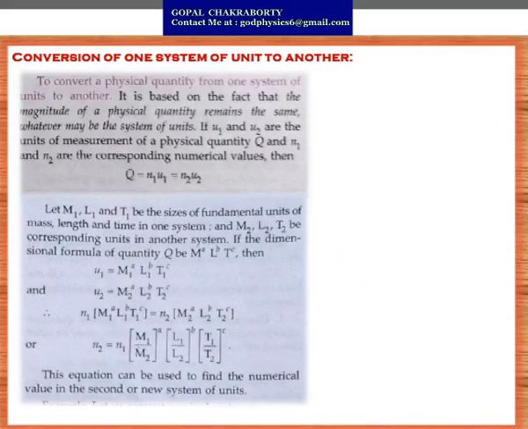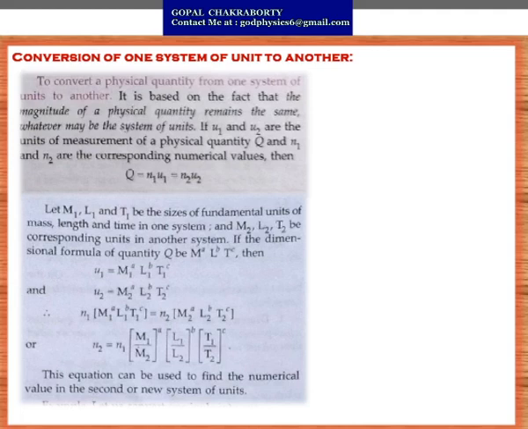So the first one, conversion of one system of unit to another. To convert a physical quantity from one system of unit to another, it is based on the fact that the magnitude of a physical quantity remains the same, whatever the system of unit. Let us consider that u1 and u2 are the units of measurement of a physical quantity Q, and n1 and n2 are the corresponding numerical values. Then Q can be written as Q = n1 u1 = n2 u2.